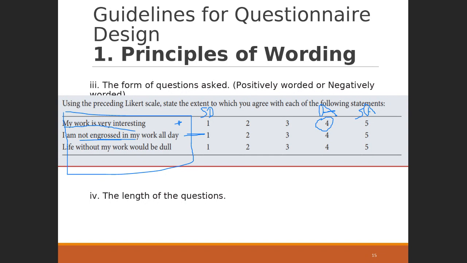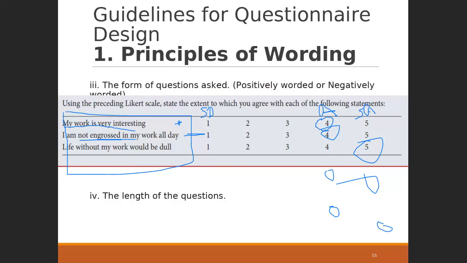Now, the reason we are using a negatively worded question here is that we don't want our respondents to give mechanical answers. Just by reading the first question, I would have this perception that all these questions are about my work interest. So I will click like this in my questionnaire, and you will see that many respondents have the tendency to use mechanical responding in their questionnaires. So in order to minimize this, in order to keep your respondents alert, you introduce negatively worded questions.